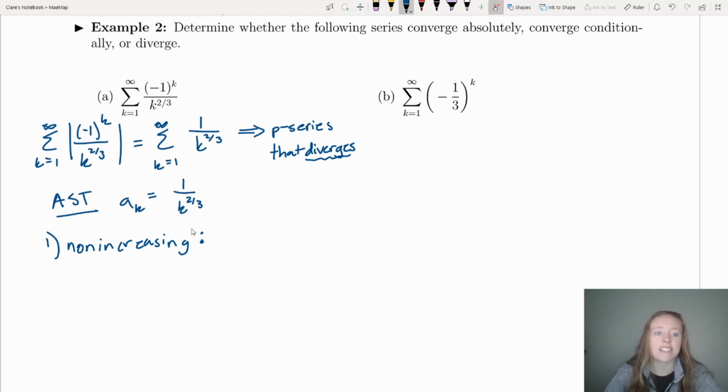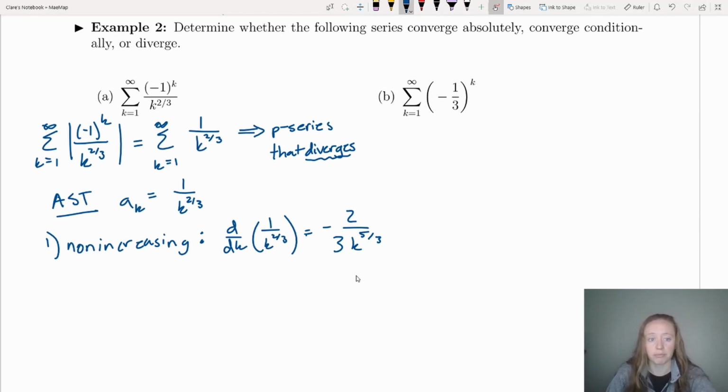So this is like k to the negative 2/3. So when I take the derivative of 1 over k to the 2/3, I'm going to get negative 2 over 3 times k to the, what's negative 2/3 minus 1? That's going to be a negative 5/3, which is going to be a positive 5/3 in my denominator, which we know it's negative, therefore we're non-increasing. So I'll go ahead and check that we're non-increasing.